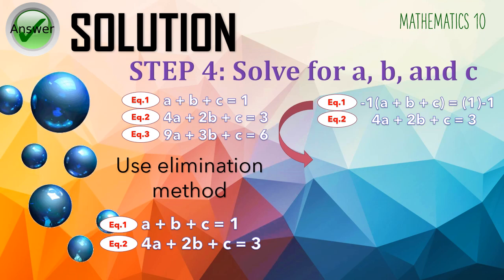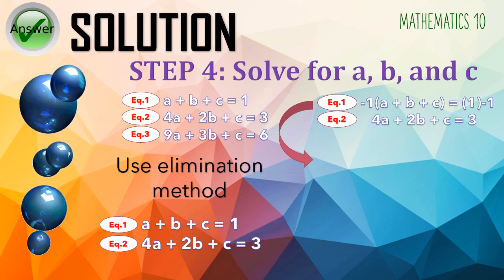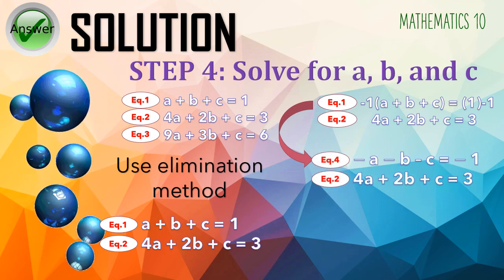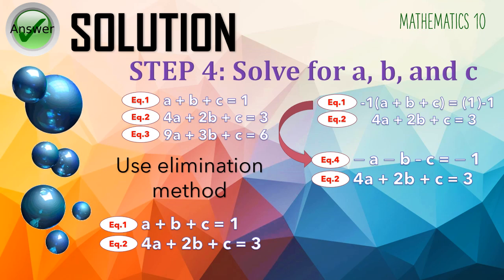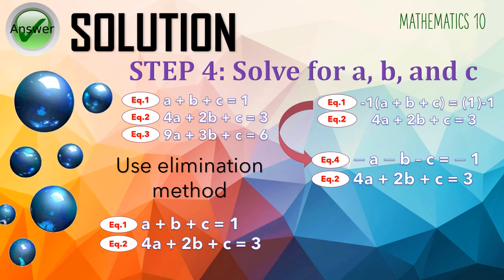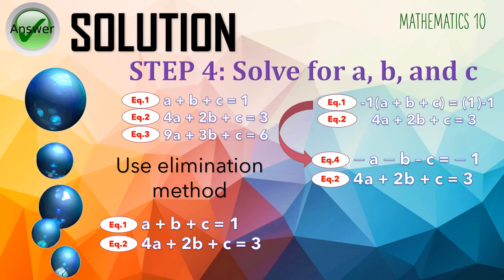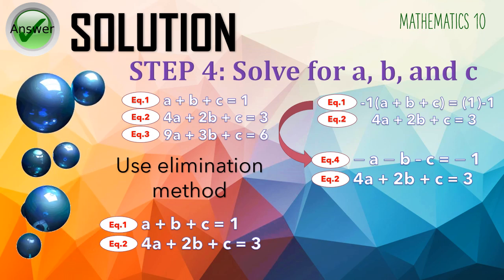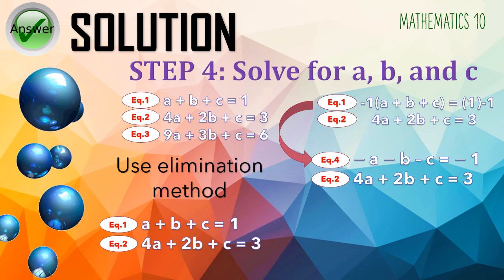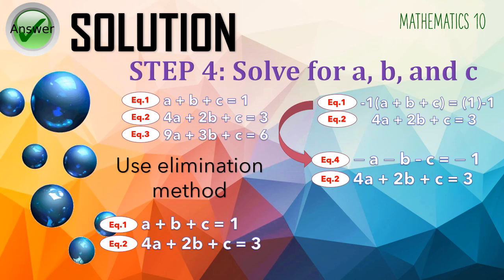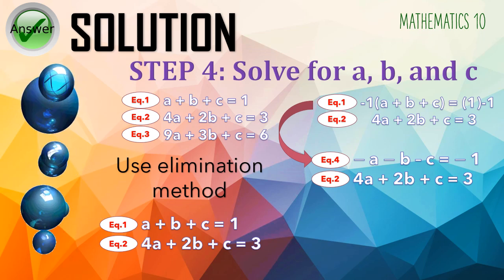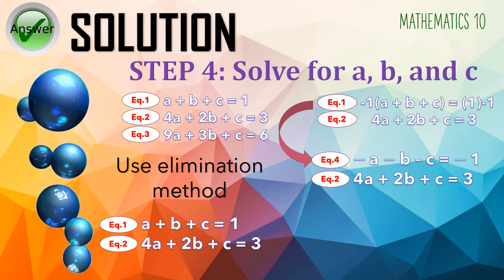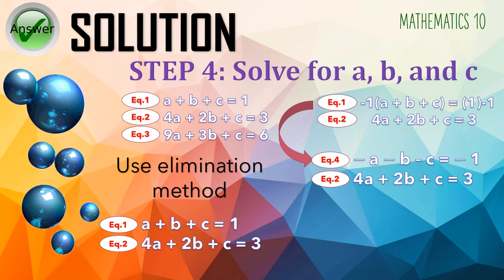Okay, so multiply -1 to each term of equation 1, so we will end up with -a minus b minus c equals -1. I will consider it as equation 4 already, so that you will be guided of the equations that we are using. And paired with the second equation. So now, as you can see, we can eliminate negative c and positive c, because if we combine that, it will become 0.